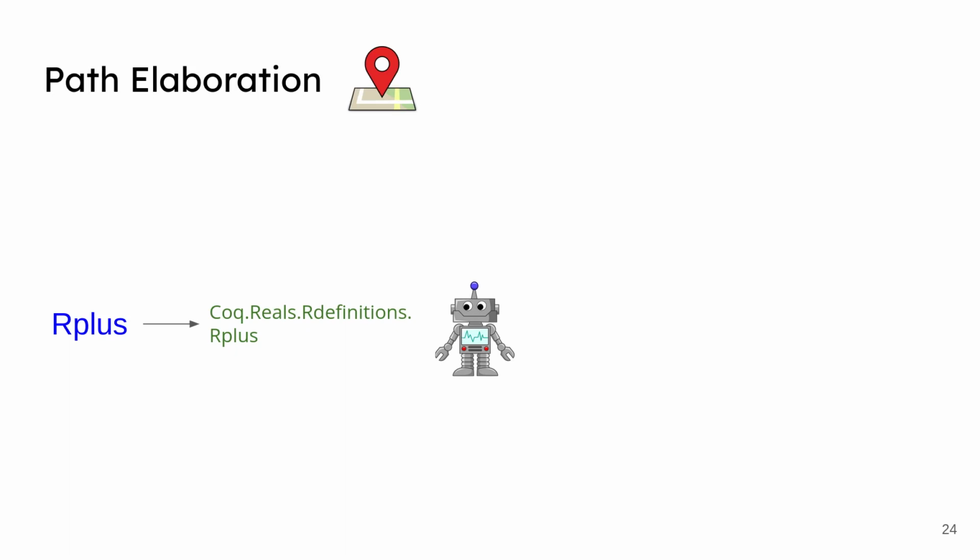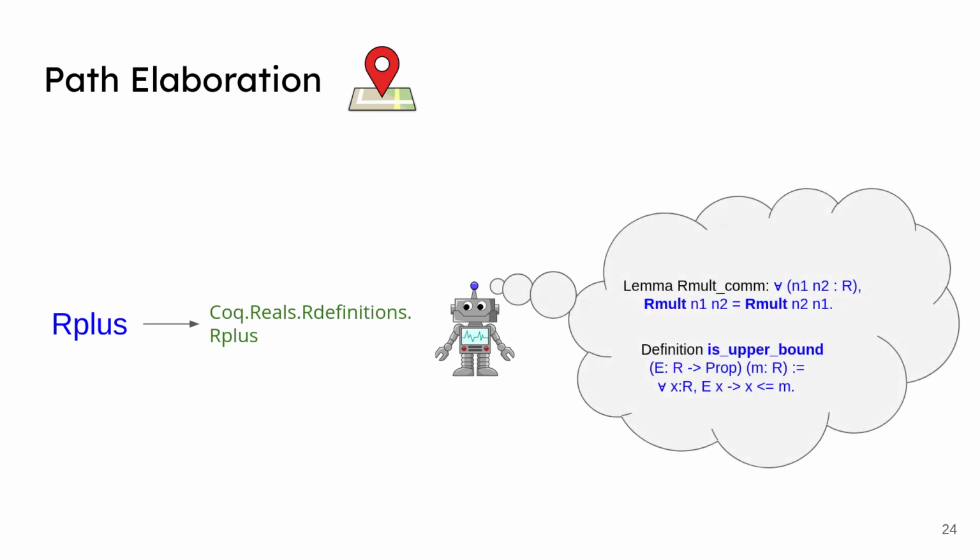Finally, we have path elaboration, where we encode the path that identifier has, the place where it was defined, as part of its encoding. And this allows us to connect that identifier to other identifiers from the same module or set of modules, even if they don't share a common name piece.